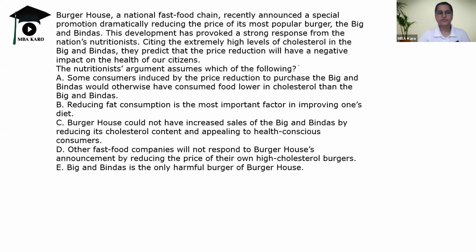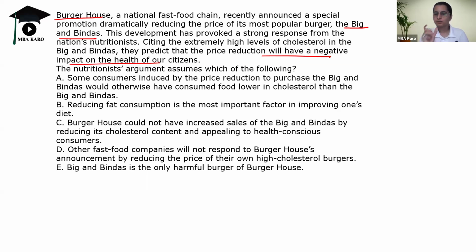Very nice. Correct answer. Now, Burger House. Burger House is a national fast food chain. This particular fast food chain recently announced a special promotion, and in this promotion, they dramatically reduced the price of their most popular burger, that is Big and Bindas. This development has provoked a strong response from the nation's nutritionists. Why? Because they are citing the extremely high level of cholesterol in the Big and Bindas. They predict that the price reduction will have a negative impact on the health of our citizens. This is what they are predicting. That because they have reduced the price, this is going to have a negative impact on the health of our citizens.